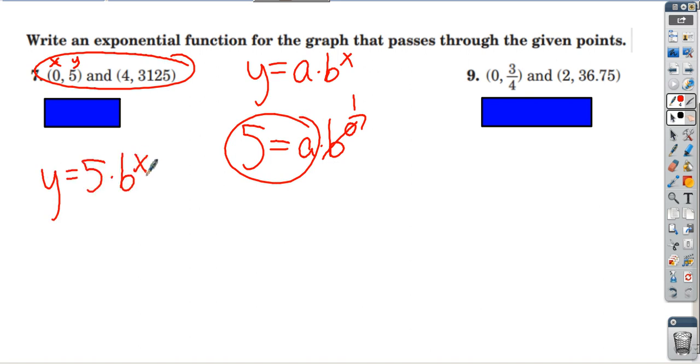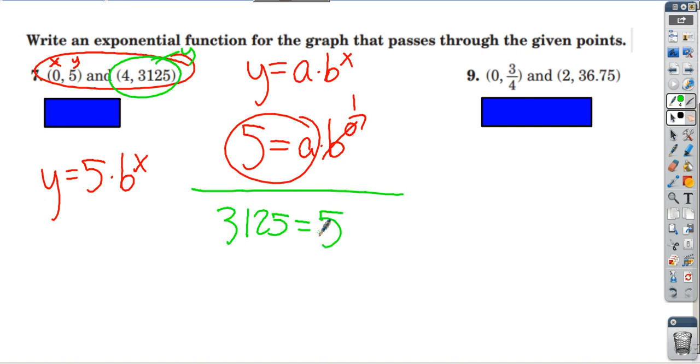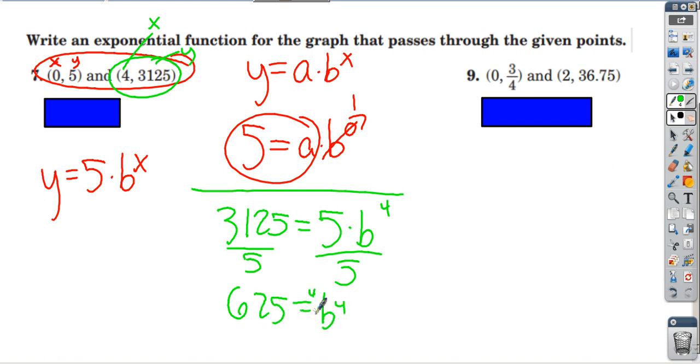We also need to find what b equals. So how do we do that? Well, to find b, we'll use this other point right here. So we'll plug in 3125 for y, because this is a y coordinate. And we already found a. In the last part, we found that a is 5. We don't know b. We do know x is 4 when y is 3125. So we'll divide this by 5. We get 625 equals b to the 4th. Then we take the 4th root of that, which we did earlier on the calculator, and the 4th root of 625 is 5. So b is equal to 5.